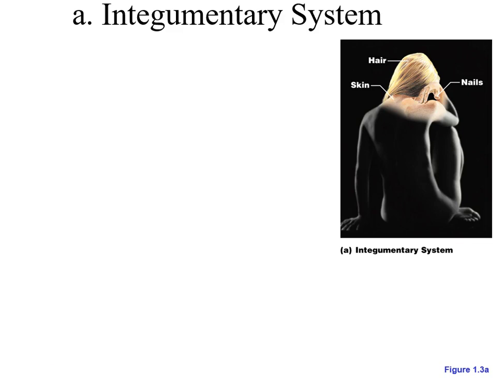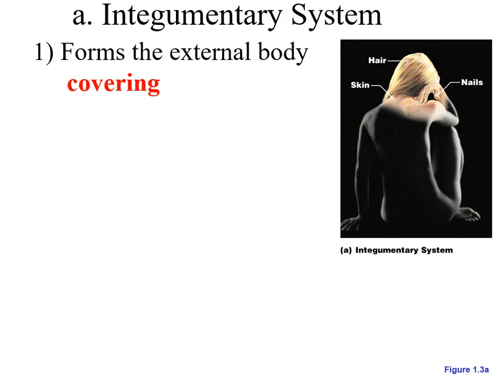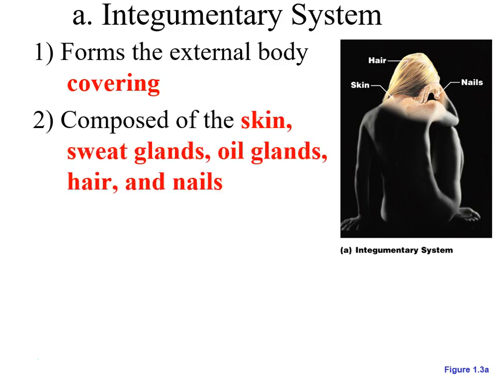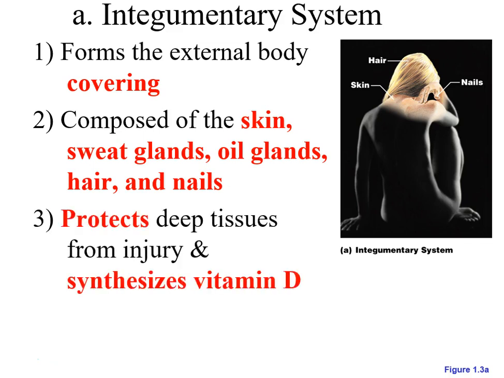Let's look at the first system. This is actually the first system we'll cover in A&P1. It is the integumentary system, and from the picture you can see that it includes the hair, the skin, and the nails. The skin forms the external body covering. The integumentary system is composed of skin, sweat glands, oil glands, hair, and nails. And one of the major functions of the integumentary system is that it protects deep tissues from injury and it synthesizes vitamin D. Now, those are not the only organs of the system, and those are not the only functions. We're just going to very generally list here, and later in the semester we'll get more specific.